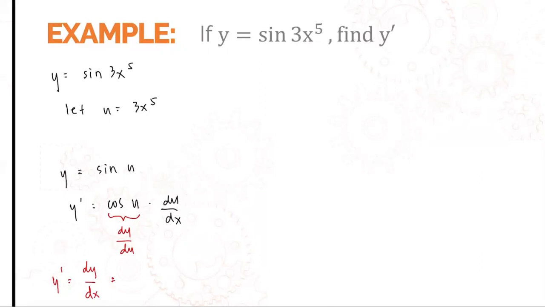So, kailangan derive natin to. Itong u natin dito, no? Itong u. So, derive natin. So, u prime will be 3 times 5x raised to 4. Okay? Simplify, we have 15x to the 4th. So, now we have cosine u. And then, okay, substitute natin 15x to the 4th.